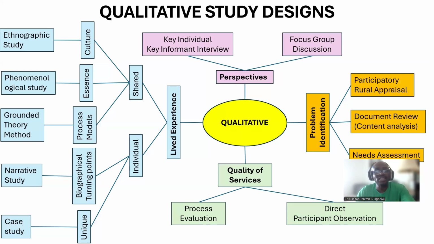So these are the qualitative designs, okay? This particular one tells you that, look, there are 4 groups of qualitative study designs. First of all, you have these study designs that are best to study the lived experience of people. And then these study designs depend upon whether it is an individual lived experience or a shared lived experience.